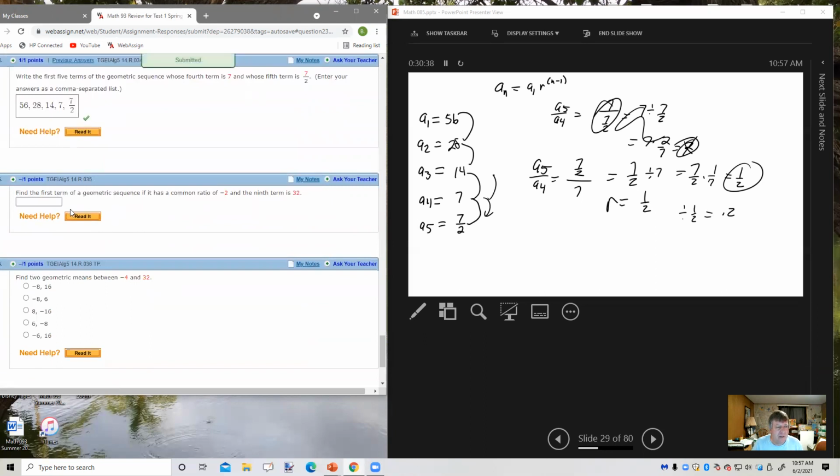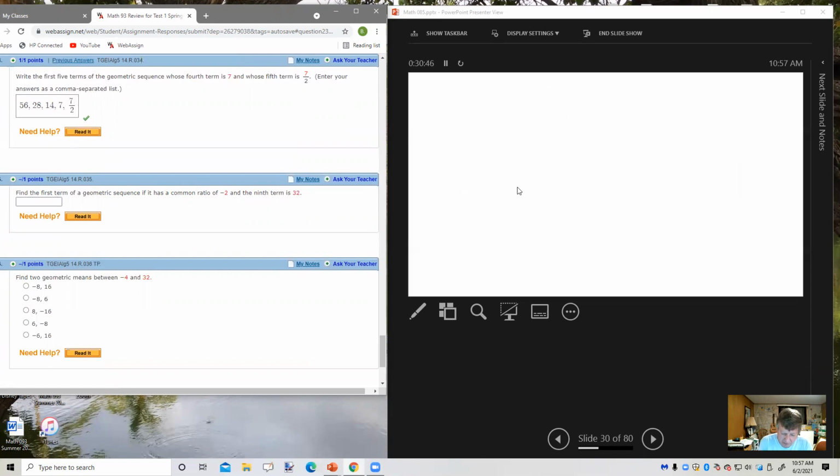All right, find the first 3 terms of a geometric sequence that has a common ratio of -2, the 9th term of 32. So again, a geometric sequence. So a sub n equals a sub 1 times r to the n minus 1 power. We're supposed to find a sub 1. And we know that a sub 9 is 32, and the common ratio is -2.